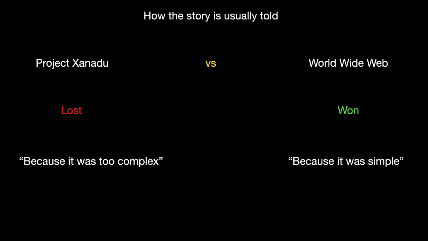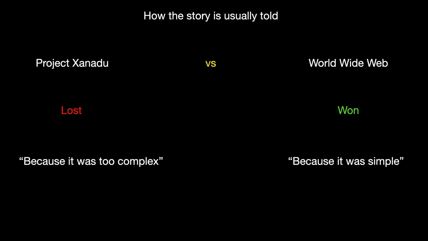Most people who know about Project Xanadu will probably say that it was something like the World Wide Web, but more complex, and that it ultimately lost to the web. And if you ask why Xanadu failed while the web succeeded, the usual explanation is, Xanadu lost because it was complex, the web won because it was simple. There is some truth to that, but it's not the whole picture.